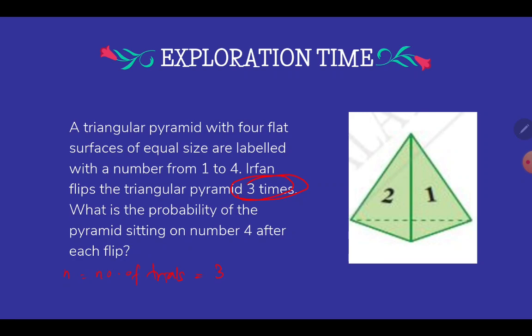So what is our R? What is R? R is the number of successes. So what is our success? What do we want now? Our success should be sitting on number 4. Okay, sitting on number 4. Okay, let's look more.